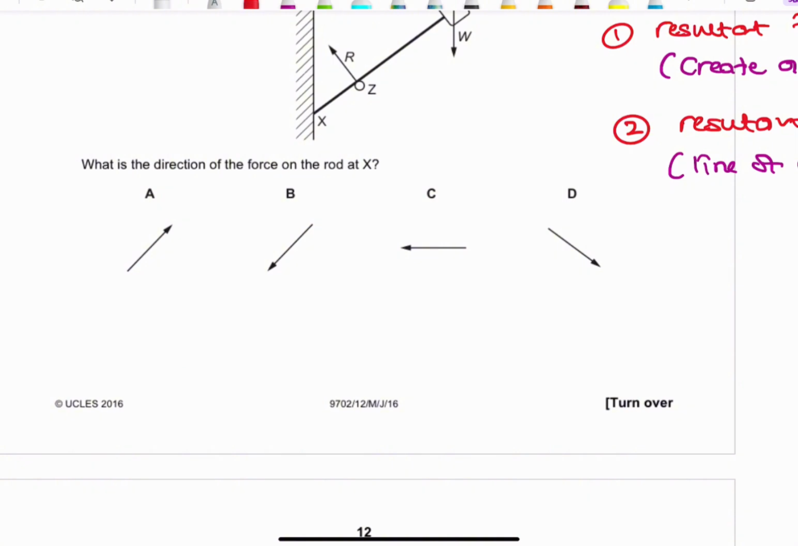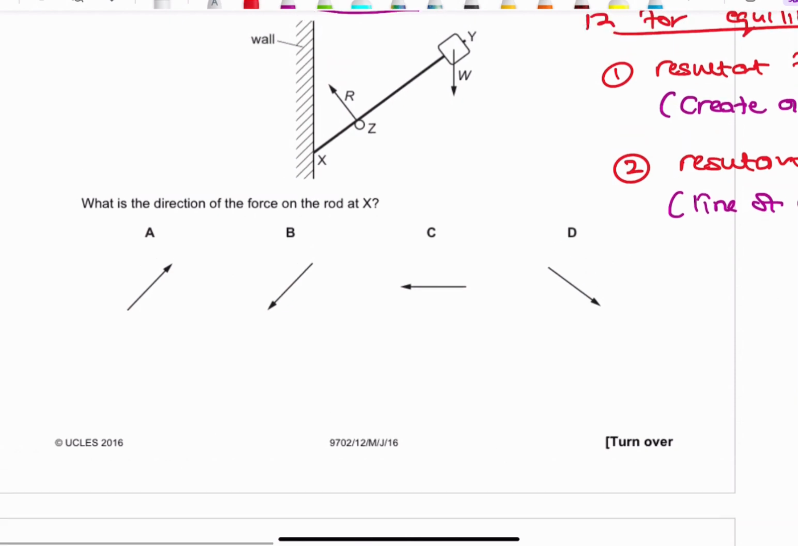If I'm looking at A, the immediate thing that comes to mind for how I can create my closed triangle is, since this is acting down, and this is acting up in that direction, basically this should act in that direction. So we have two conditions, F and T. In terms of F, it checks out. The resultant force forms a closed triangle.